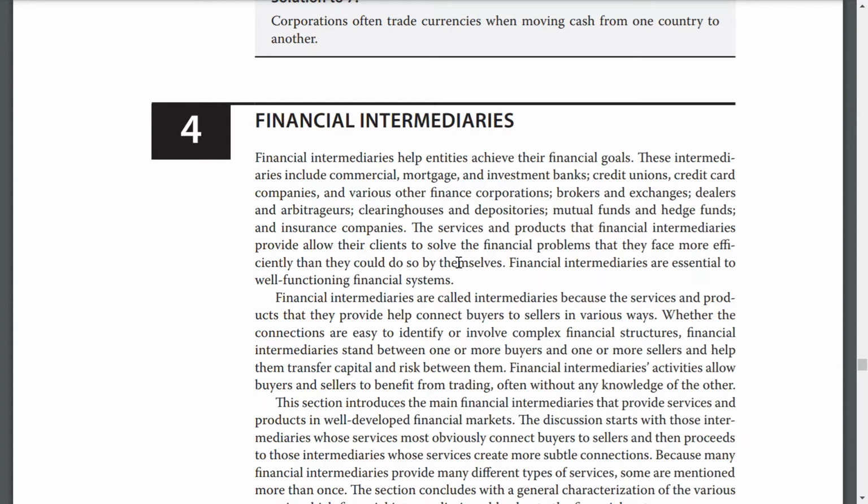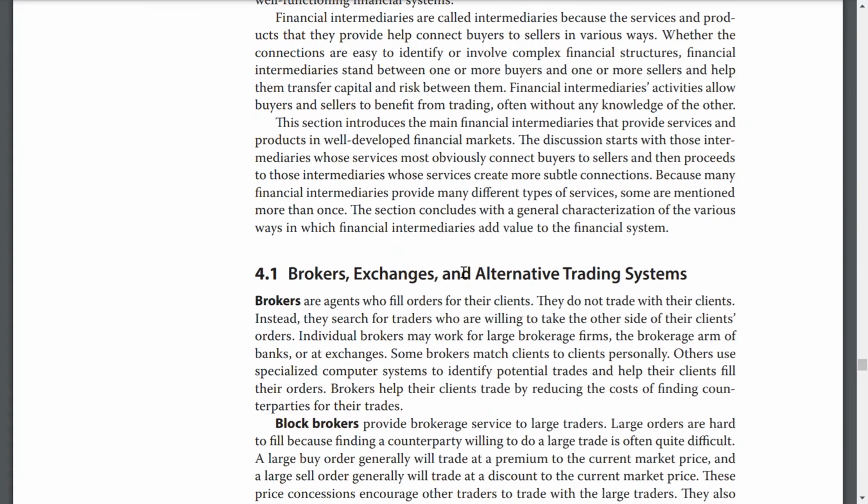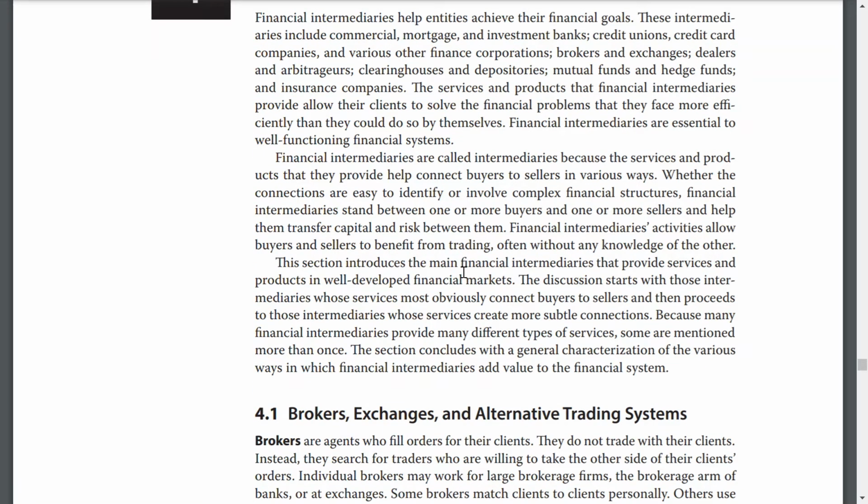The services and products of financial intermediaries allow their clients to solve the financial problems that they face more efficiently than they could by themselves. Financial intermediaries are essential to well-functioning financial systems. They are called intermediaries because the services and products that they provide help connect buyers to sellers in various ways. Whether the connections are easy to identify or involve complex financial structures, financial intermediaries stand between one or more buyers and one or more sellers to help them transfer capital and risk between them.